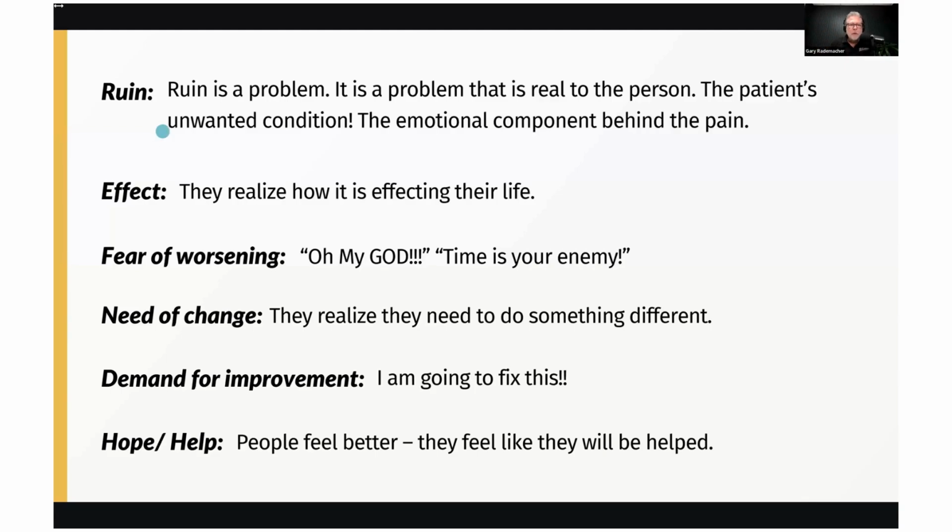Now, the effect is they realize how it's affecting their life. Fear of worsening is the, oh my God, time is my enemy, right? And then need of change, they realize they need to do something different. And then there's a demand for improvement, like, hey, I'm going to fix this. And that's where we need to get patients during a report of findings.